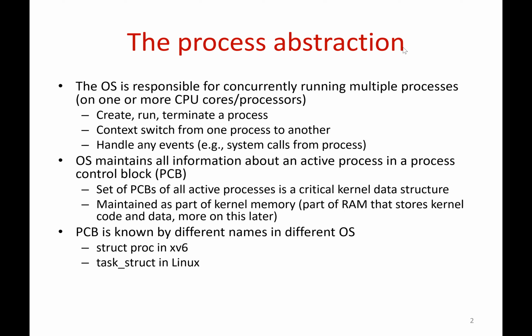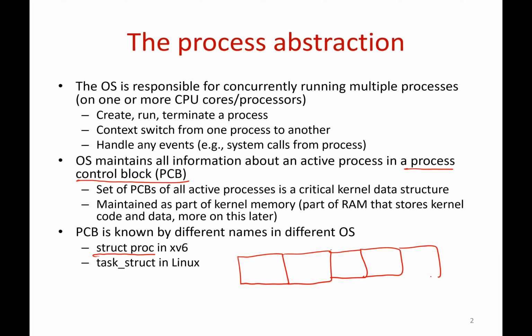So the OS needs a data structure to keep track of all the information related to the process. And that is called the PCB, or a process control block. This PCB has different names in different operating systems. It's called the struct proc in x86. It's also called the task struct in Linux, right? So x86 has multiple PCBs for different active processes. And this is a very important data structure for the operating system.